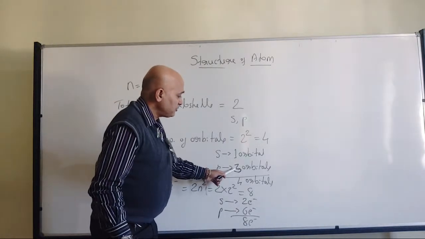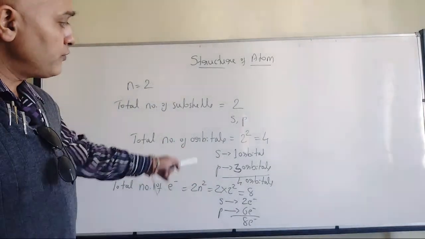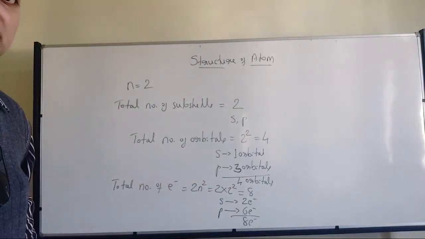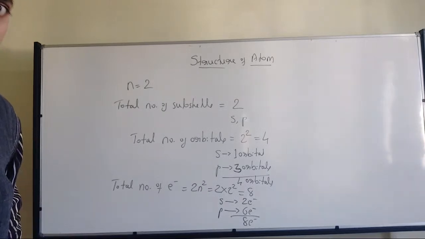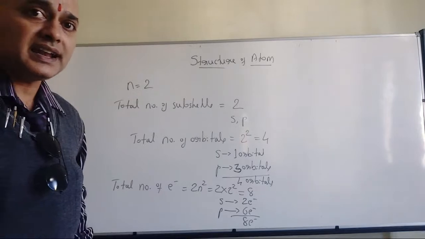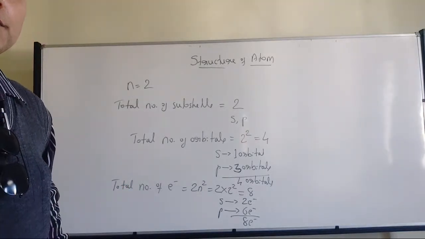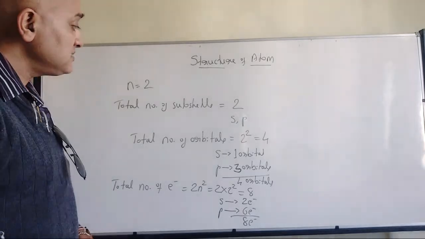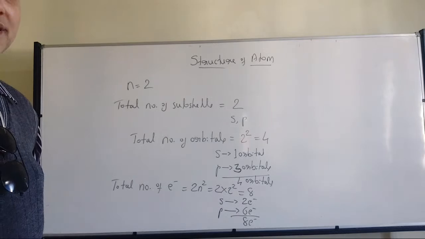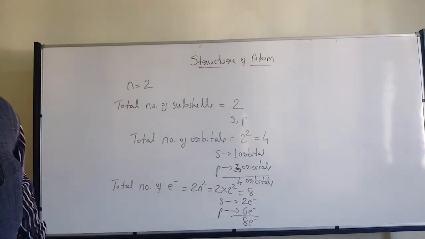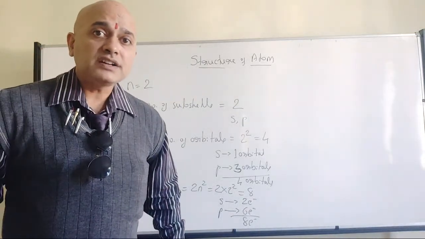While writing I wrote it as 2 orbitals, but while giving the answer I said 4 orbitals. Okay, so that's where P has 3 orbitals. Yes, absolutely correct. Each orbital can accommodate a maximum of 2 electrons, so there will be 6 electrons in the P subshell. So 6 plus 2 is 8 electrons. Okay, have all of you understood?